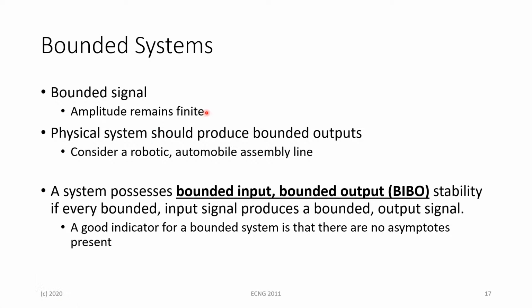A bounded system means that the amplitude is always known. There are no asymptotes present within the system. Let me see if I could draw this for you. If we have something like this going towards infinity, and then something like this going towards infinity and whatnot, that's an unbounded system. Once the amplitude is known and it is finite, your system is bounded.